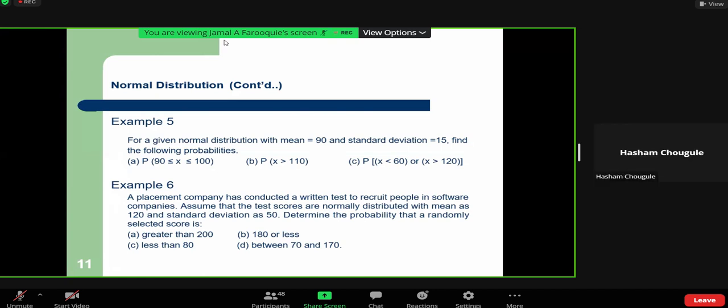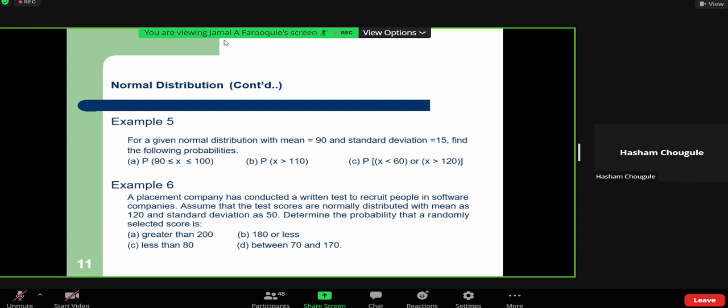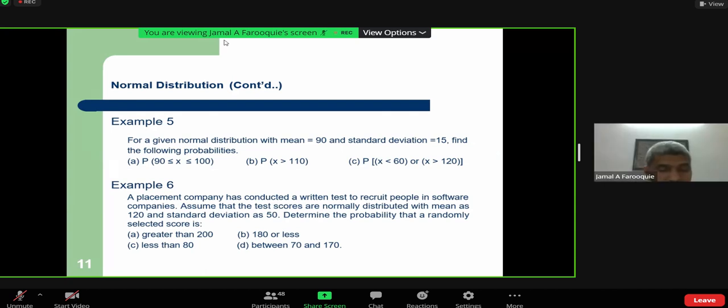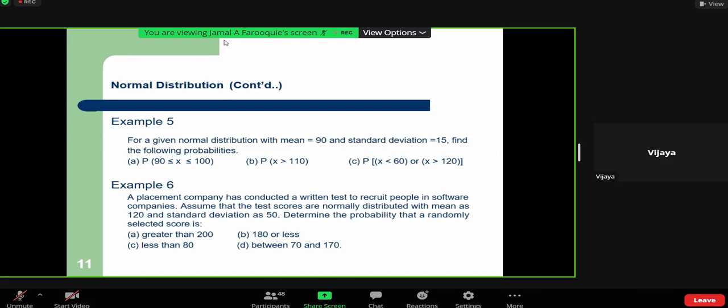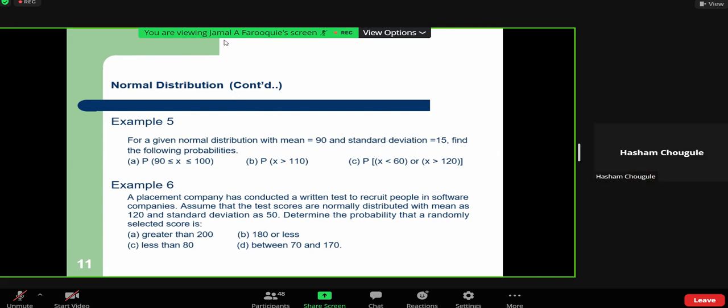I'm getting 0.4452. Let me check now. 1.6, 0.4452, right. So which area does this 0.4452 represent in our case? From 0 to 1.6, mean to 1.6, from the mean.